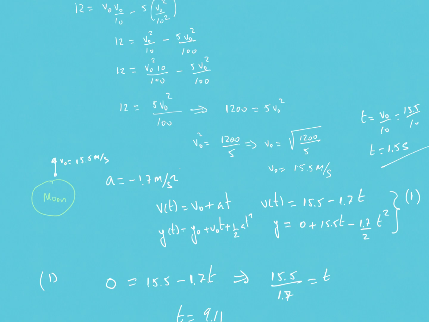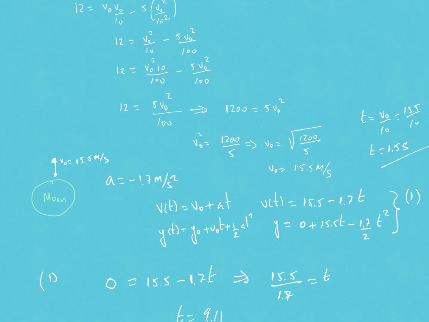So what are the equations on the Moon? The velocity is V0 plus a t, the equation for a motion with constant acceleration. What is y of t? The same equation for constant acceleration that we have studied. So in our case, v of t equals V0, 15.5, since the problem assumes we are launching the object at 15.5, minus a, but a in this case is minus 1.7, times t. And y equals y0, 0, plus V0, 15.5, times t, minus 1.7 divided by 2, times t squared.